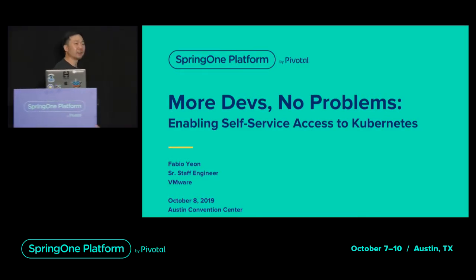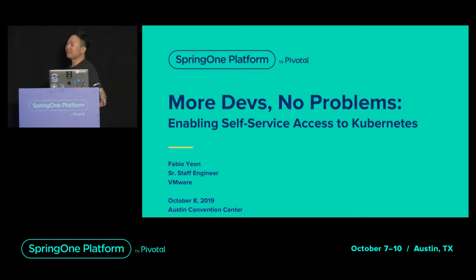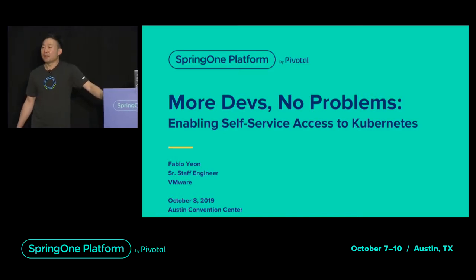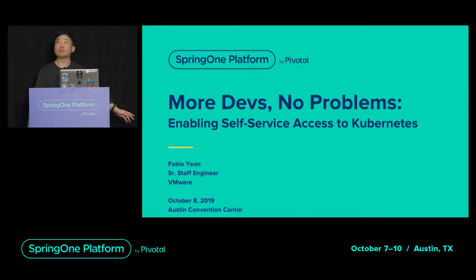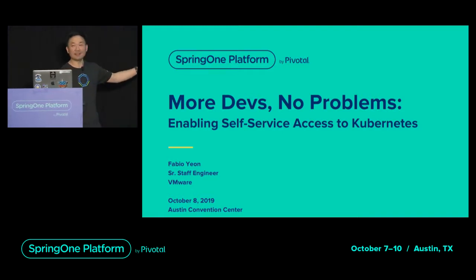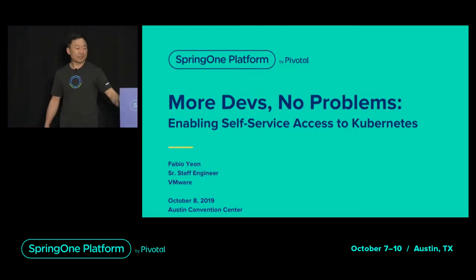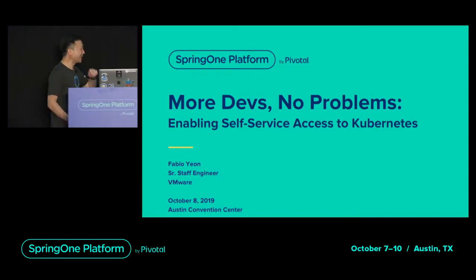My name is Fabio Yeon. I'm a senior staff engineer at VMware. A little bit of an intro. I started my journey with Kubernetes before it actually even shipped. I was part of the team at Google. I was a tech lead and helped build out and launch a product called the Google Container Engine, now GKE. After a couple of years at Google, I decided to join a little startup called Heptio, started by the co-creators of Kubernetes, Joe Beta and Craig McLuckie. And last year we joined the VMware family, and here we are.